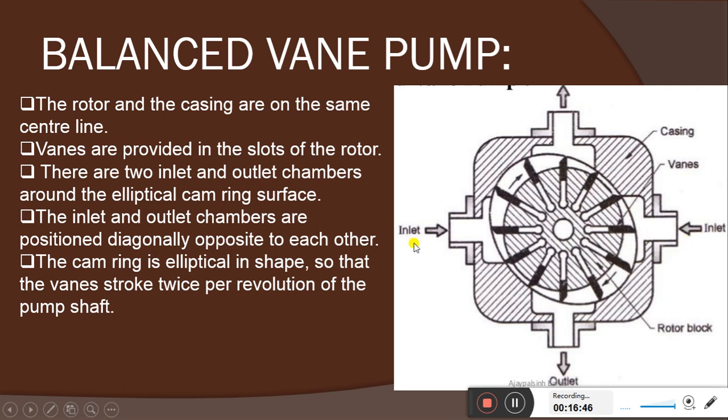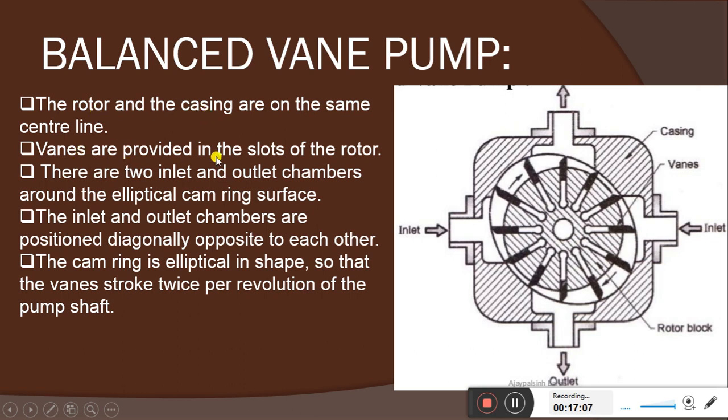You can also find there are two inlets and two outlets. Let's see, the rotor and the casing are on the same center line. That is called a balanced vane pump. The rotor and the casing are both on the same center.